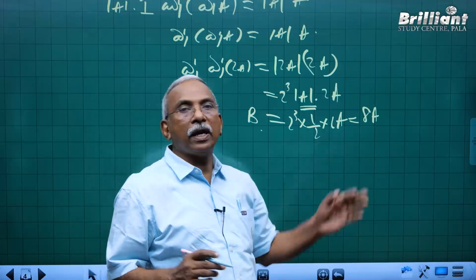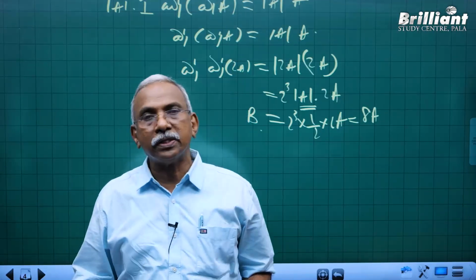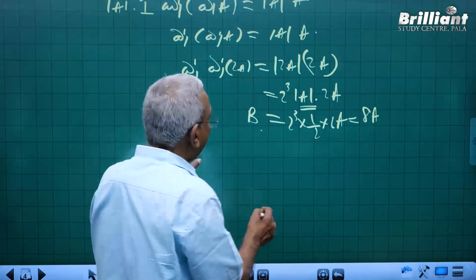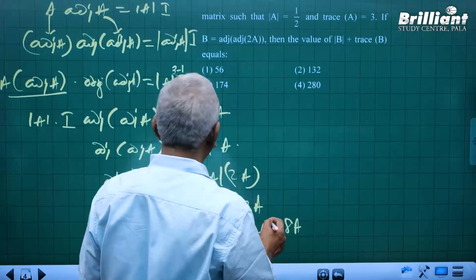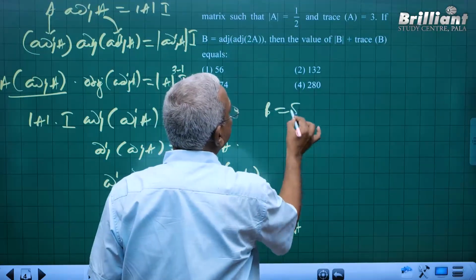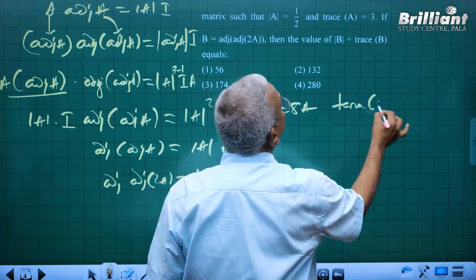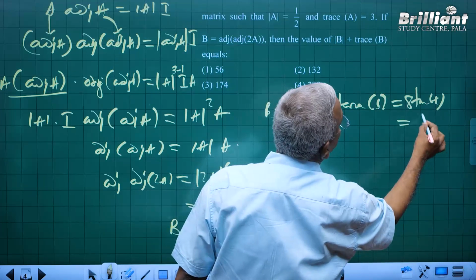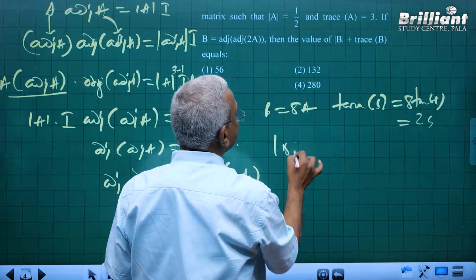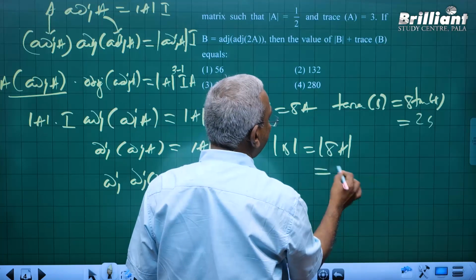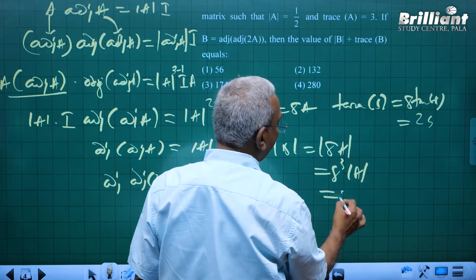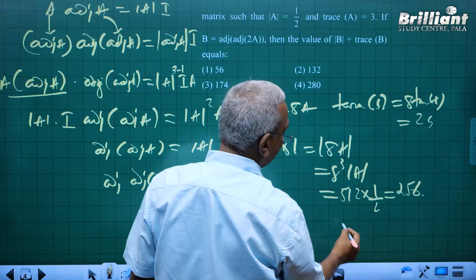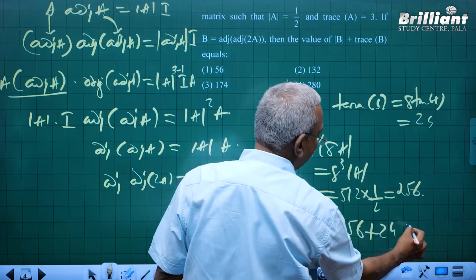So, when the diagonal elements of A are multiplied by 8, the trace of B is 8 times the trace of A. So B is equal to 8A. Then trace of B is equal to 8 into trace of A. That should be 8 into trace of A, which is 3, so 24. And determinant B is equal to determinant of 8A, which is 8 cube into determinant A. 8 cube is 512 into 1 by 2, which is 256. So the required sum is equal to 256 plus 24, which is 280.